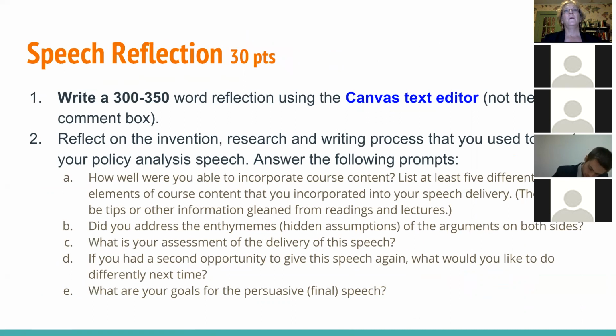So comment on how well you were able to incorporate course content. Notice I say list at least 5 different elements that you've tried to incorporate into your speech delivery, and you can gather that from across all the readings and lecture information that we've had. I ask if you address the enthymemes or hidden assumptions in the arguments on both sides. Sometimes people forget to do both sides. They like to uncover the side that they disagree with to try to prove them wrong, but then they forget the other one. So make sure that you have both sides.